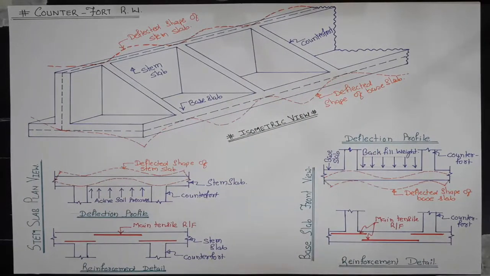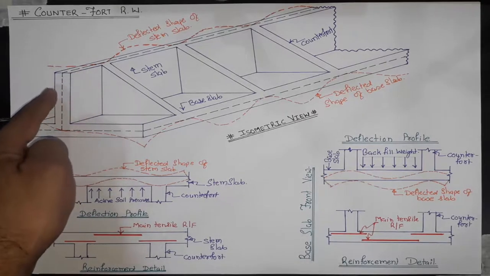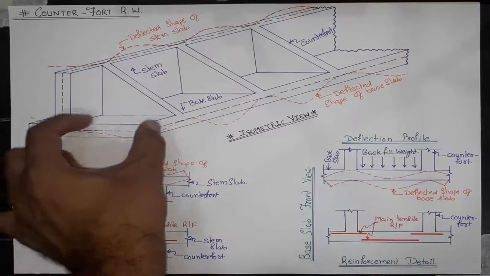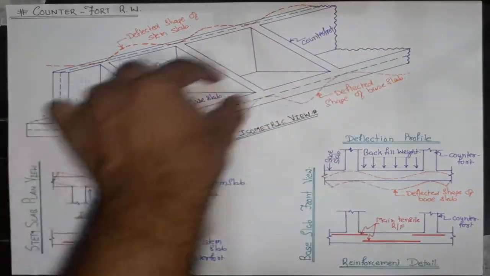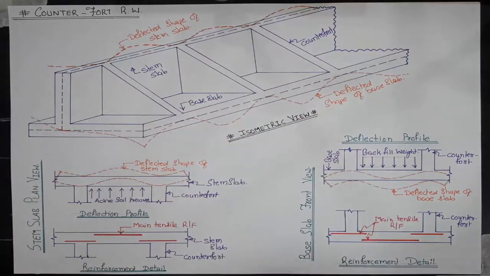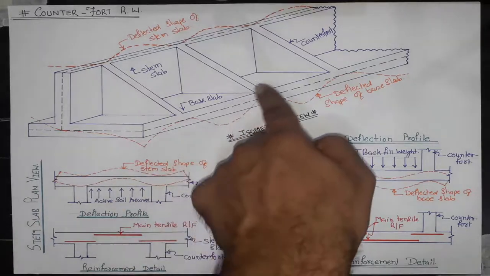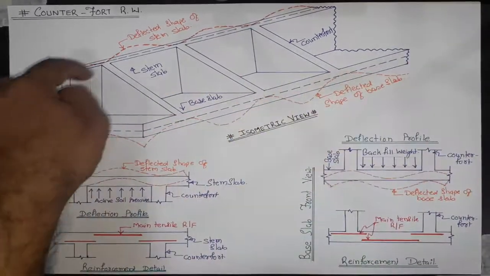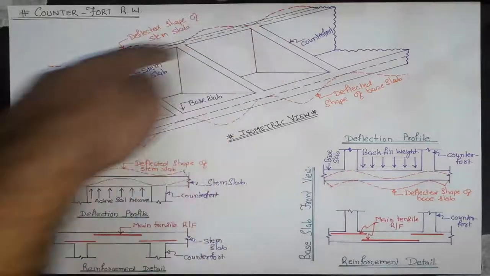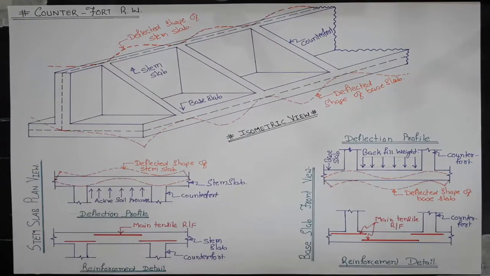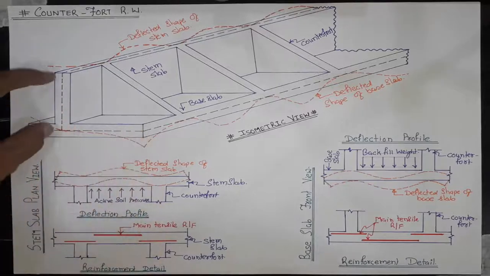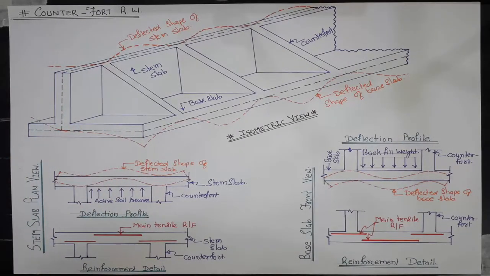Because of the provision of counterfort, the vertical stem as well as the heel slab, this complete strip is a heel slab, acts as a continuous slab. This is a continuous slab in this direction, and the stem is a continuous slab in this direction, in contrast to the cantilever retaining wall. In cantilever retaining wall, this heel slab and this stem slab act as a cantilever slab.